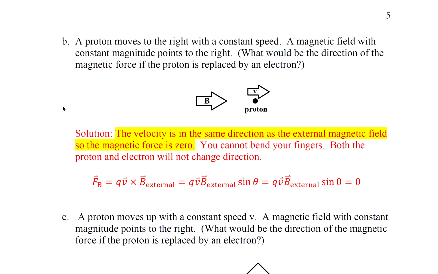Part B, a proton moves to the right with a constant speed. A magnetic field with constant magnitude points to the right. Okay. So remember, put your right hand and your fingers in the direction of QV, which is to the right. Bend it in the direction of B. Well, you can't bend it because B is in the same direction as V. Okay? So the cross product of parallel vectors is 0. That's why there's no magnetic force.